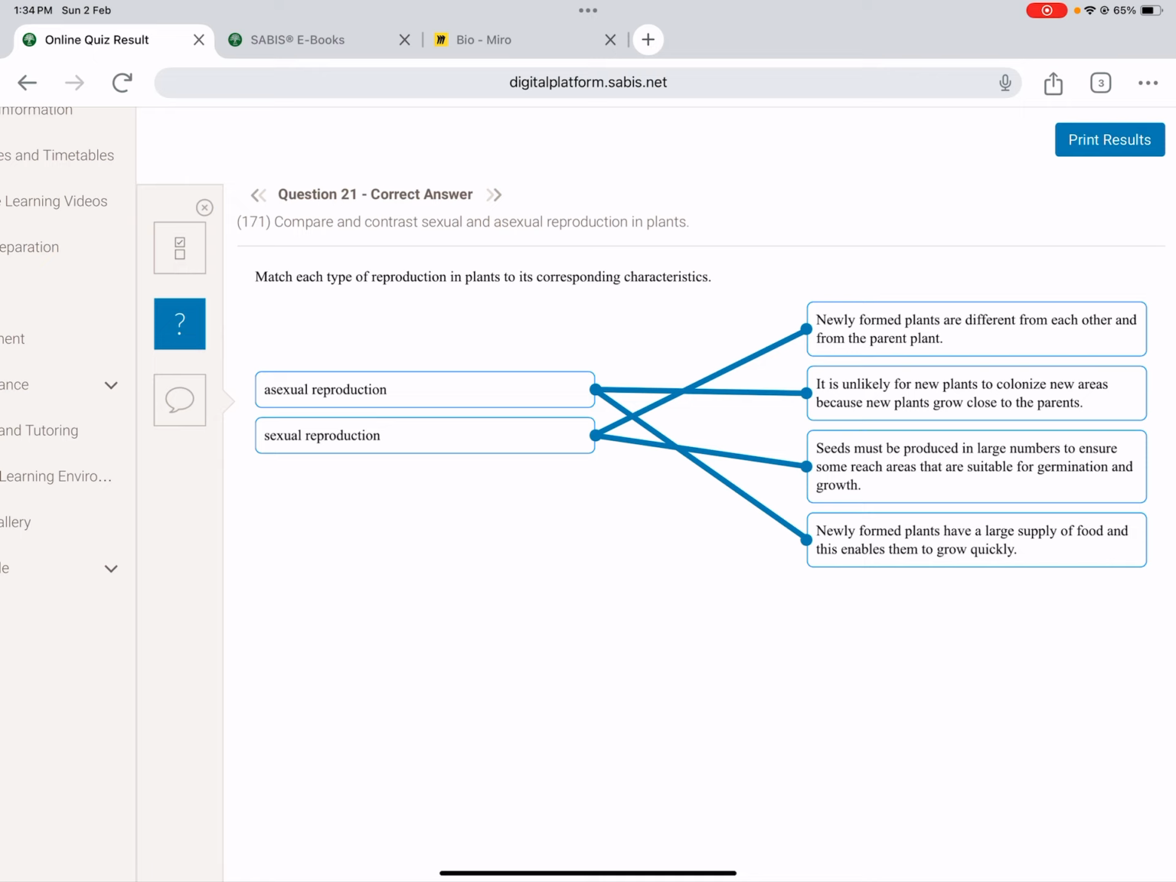But an advantage would be newly formed plants have a large supply of food, and this enables them to grow quickly. While for sexual reproduction, they're going to be different from their parent, and the seeds must be produced in large numbers to ensure some reach areas that are suitable for germination and growth. Because they are not aware of the land they're in, they need to produce a larger number of seeds so they can test different lands and find where the best land is for them to be able to germinate and grow.